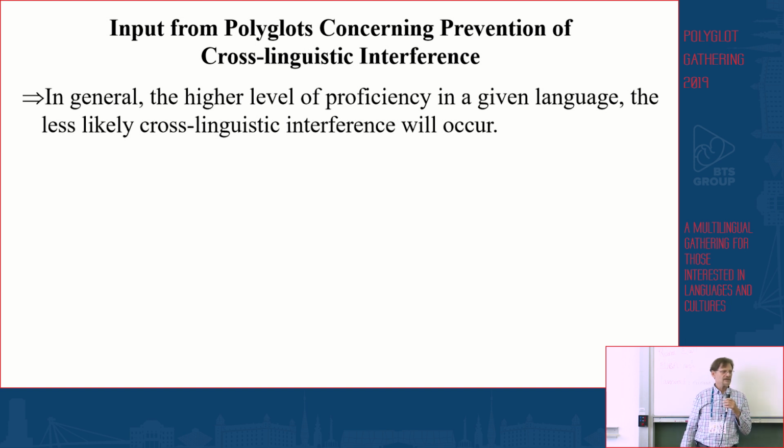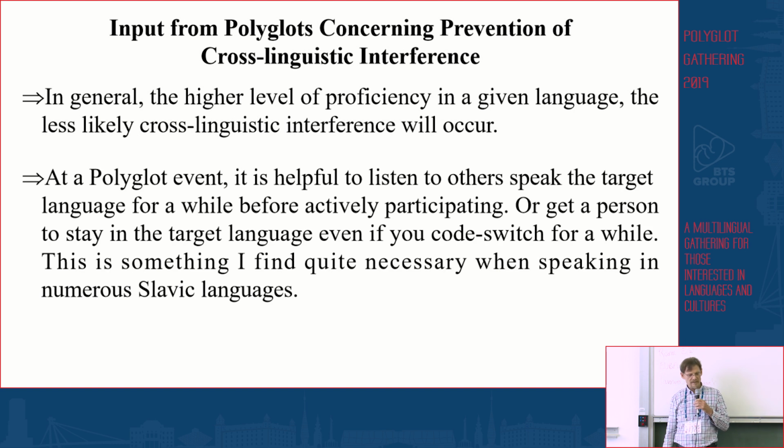Okay, so how do we prevent it? Here are a lot of suggestions coming from myself and other polyglots. So, general observations. The higher the level of proficiency in a given language, the less likely interference will occur. Okay, this is basically what I just said, like with Slavic languages, all right? So you Slavic speakers, speak to me in any Slavic language. I love it, but I need to hear it for a little bit before I get engaged at times. All right?